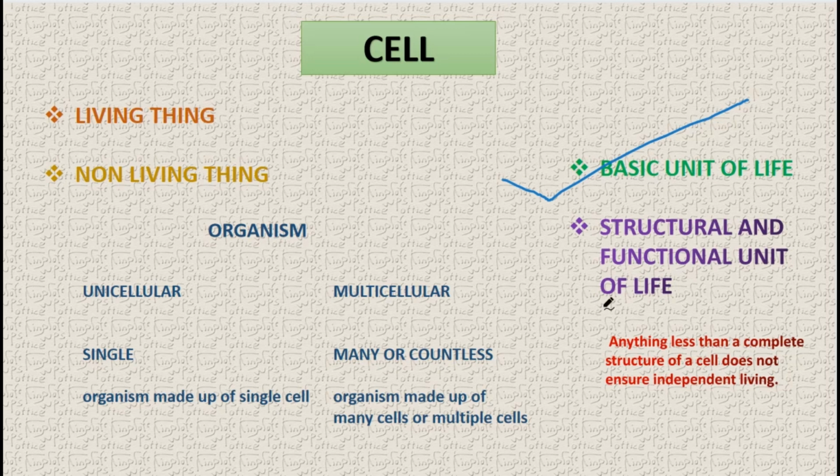Okay, now we'll see why it is called as structural and functional unit of life. So cell is considered to be structural and functional unit of life. Why it is called as structural and functional unit of life? So it is called as structural unit of life because the body or the structure of any living organism is made up of cell. Okay, so very basic I'm explaining. So a body or structure of any living organism is made up of cell. That's why it is called as structural unit of life.